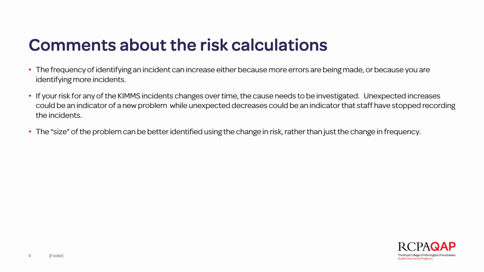Within your laboratory, if changes are made, an estimate of the effect expected on the KIMMS data should be made. Changes to reduce risk could include changes to process, acquiring new equipment, or extra training of any staff and not just in-house staff. If you have not changed anything, you would expect your risk to remain stable over time.